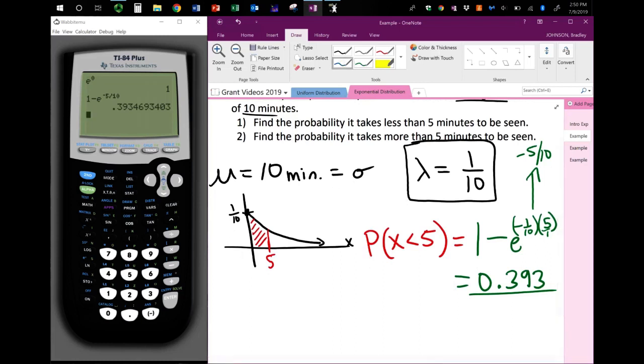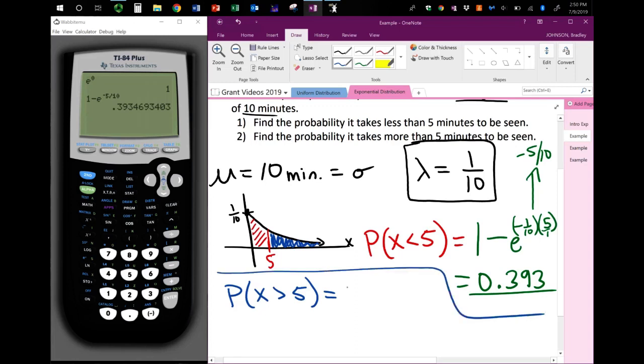Now number 2, more than 5 minutes. So I'm going to change colors here. More than 5 minutes would be everything up above, right? Anything above 5. Probability that x is more than 5. Now we know that the area under the entire curve is 1, and we know the area underneath less than 5. So if we do 1 minus what we just did, 1 minus e to the negative 5/10, we'll get everything else left over.